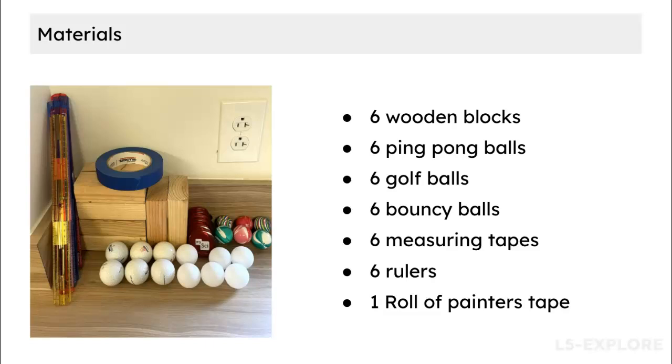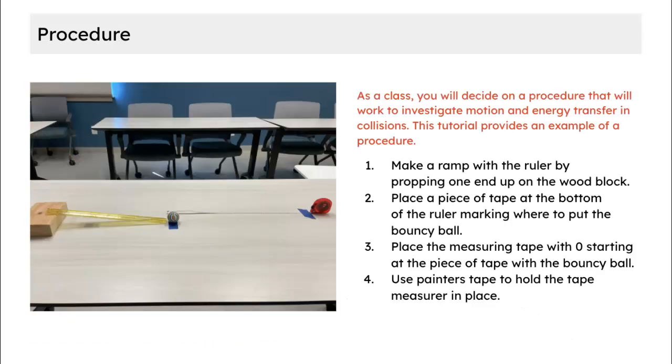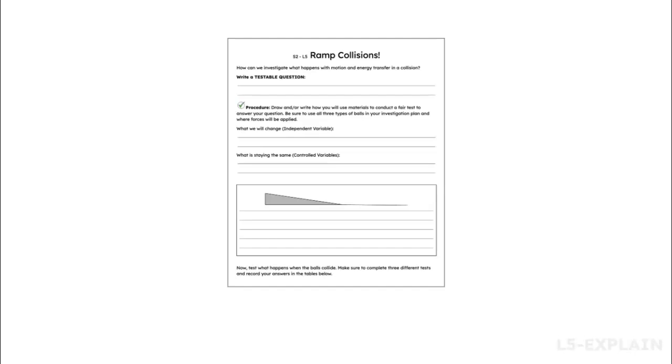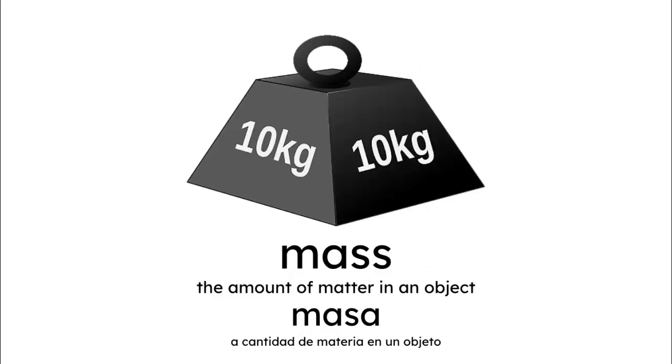For the Explore portion, you'll divide students into groups and give them the materials pictured here for the ramp collision investigation. You'll ask how they can use the materials to answer questions about playground collisions. Be sure to see the tutorial for specific setup and procedures for the investigation. Students will begin the Ramp Collisions student journal page during the investigation. You can post and discuss the Mass vocabulary card.